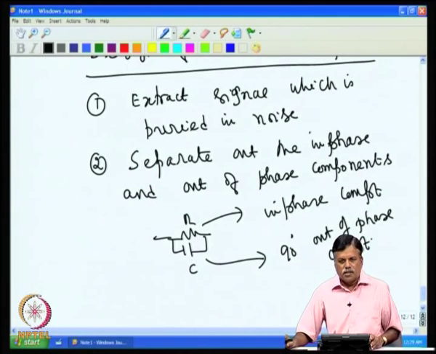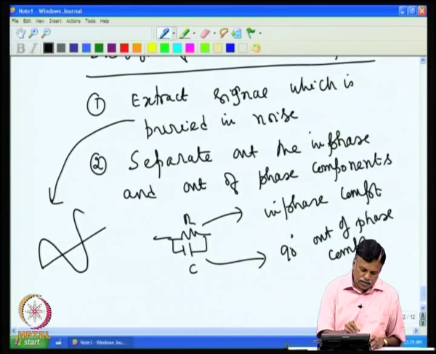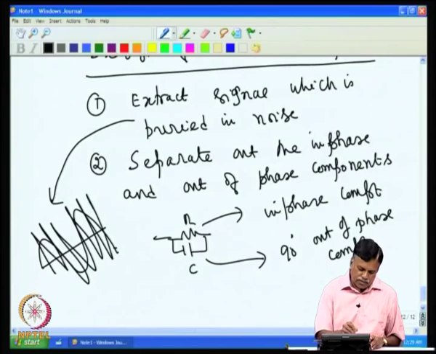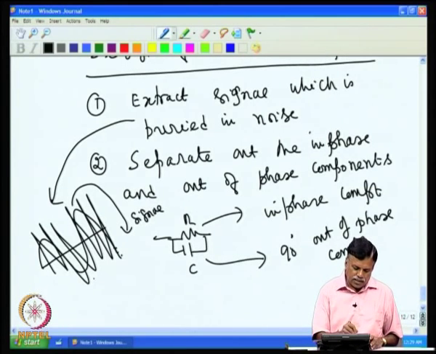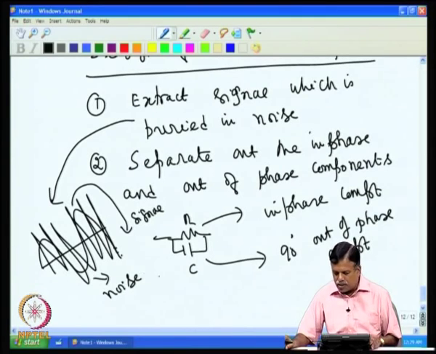For example, the signal which is buried in noise is like this. That is, if I have a signal and it is buried in the noise, where the noise can be several times higher than this, the lock-in amplifier can extract this signal alone, and the noise can be reduced. For this purpose only the lock-in amplifier is used. Let us see how to design such a lock-in amplifier and how it is working.